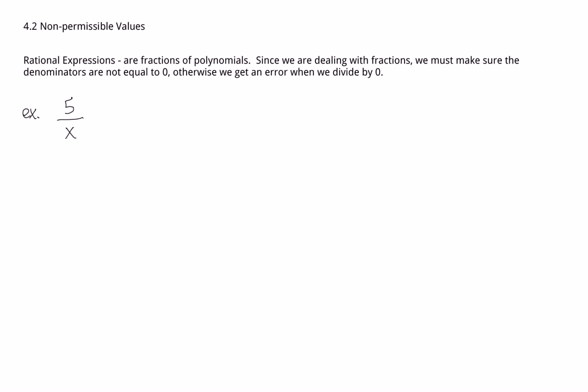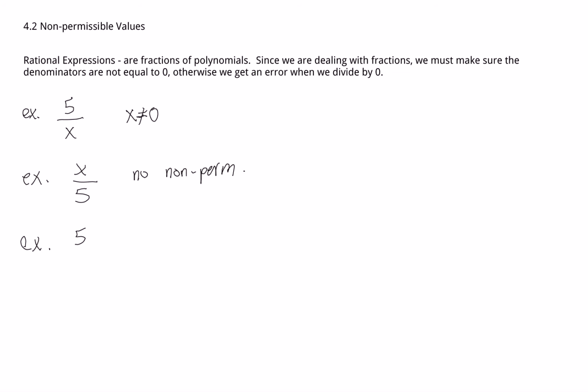So if you have a variable by itself like that on the bottom, we just say our non-permissible value is x can't equal 0. So there's a restriction to this fraction. X can be anything except for 0, otherwise that would make it impossible to solve. If we had a fraction the other way around, right, our denominator now is 5, it doesn't matter. That'll never be 0, so then we just say there are no non-permissibles in this case, right? So because it's a 5, it's okay to do it that way.